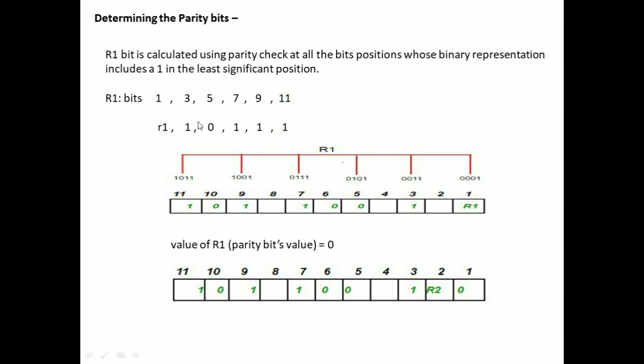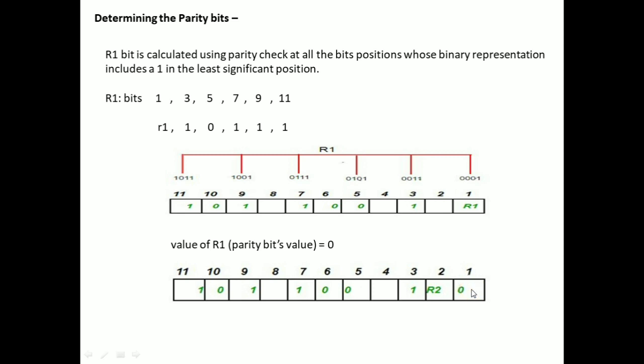So now what do we have to find? We have to find the value of R1, whether it is 0 or 1. We already said that we are following even parity. So if we are following even parity, the total number of ones in this complete unit must be even. What is the total number of ones? 1, 2, 3 and 4. So the total number of ones is even. So to make this complete thing even parity, we have to add 0. So the value of R1 will be 0. Finally, the parity bit value of R1 will be 0.